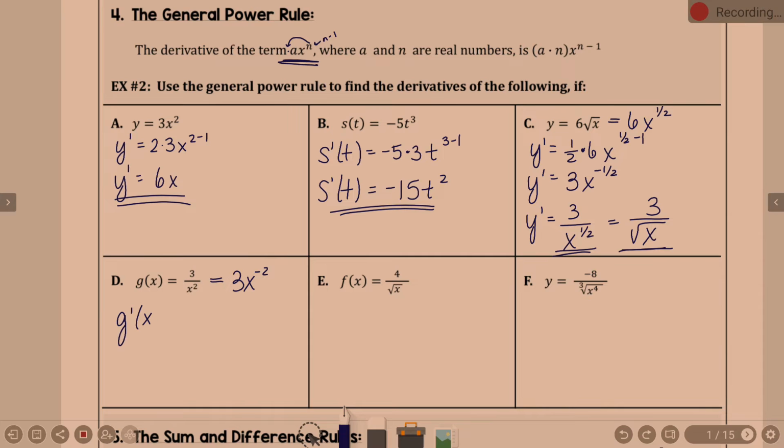g prime of x is going to be negative 2 times 3x to the negative 2 minus 1. What does that clean up to be? Negative 6 over x squared. I wrote mine as negative 6, x to the negative third. Again, we probably shouldn't leave it like this. Go one more step. And this is negative 6 over x to the third.